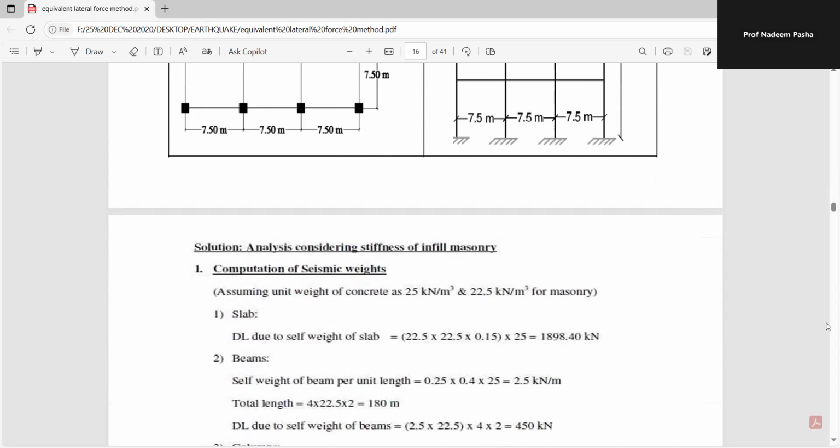Now beams. In case of beams, how are you calculating? Self weight of beam per unit length is equal to 0.25 into 0.4 into 25. So this comes out to be 2.5 kilonewton per meter. We are multiplying with the density of concrete also. The total length comes out to be 4 into 22.5 into 2, so it comes out to be 180 meter. Now the dead load due to self weight of the beam is 2.5 into 22.5 into 4 into 2. So it comes out to be 450 kilonewton.